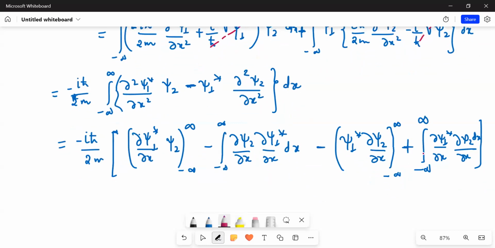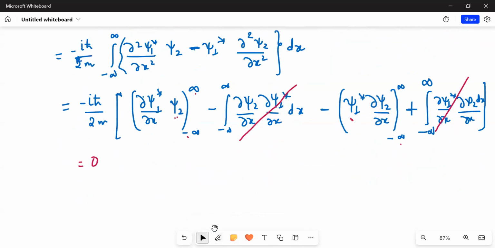Now just think about these two terms. This integration and this integration would get cancelled. At plus infinity, this would go to 0. At minus infinity, this would go to 0 by the condition for physical realizability. At plus infinity, this would go to 0. At minus infinity, this particular thing would go to 0. And you are going to get an answer as 0 here.